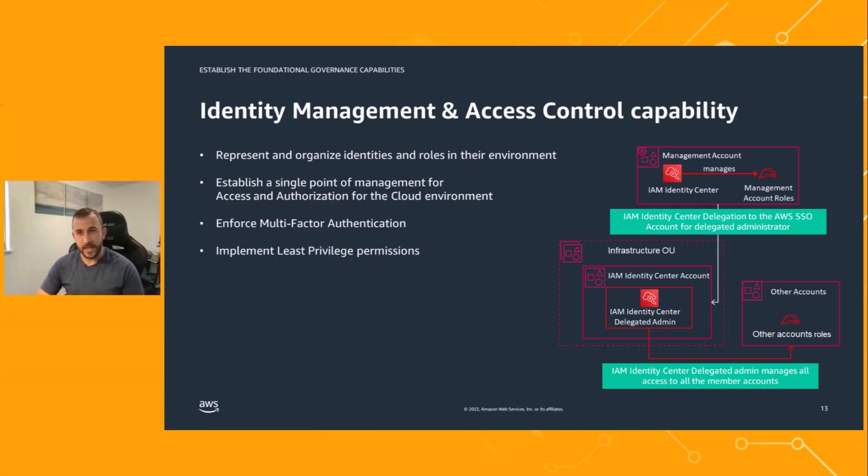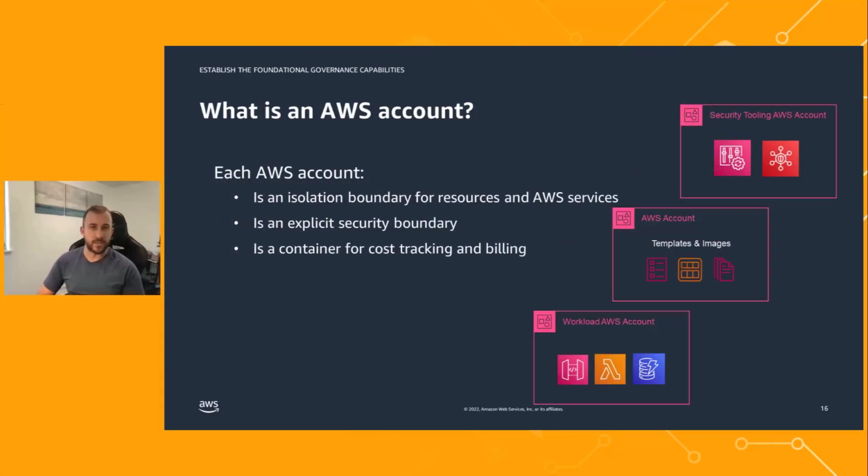So I keep talking about AWS accounts, right? Let's define what an AWS account is. Each AWS account is different from a user account. Each AWS account is a resource. It's a resource that allows you to group services and AWS resources. It's an isolation boundary. And this isolation boundary is explicit. When it comes to security, you cannot access resources in different accounts unless you explicitly allow so. So by having the different environments and different resources in different accounts, you are adding an additional layer of security to your environment.